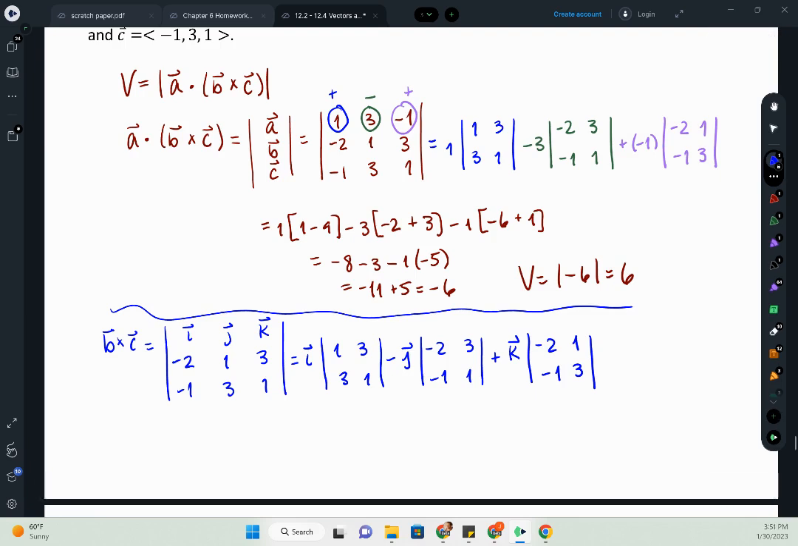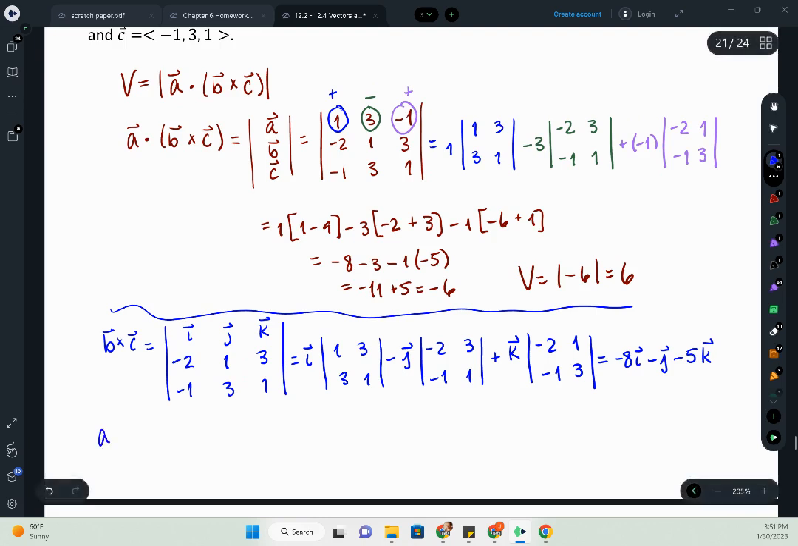This is going to multiply out to give me, looks like 1 minus 9 is negative 8 i hat. And then negative 2 plus 3 is 1, so I'll just have minus j hat. And then I get negative 6 plus 1 is negative 5 k hat.